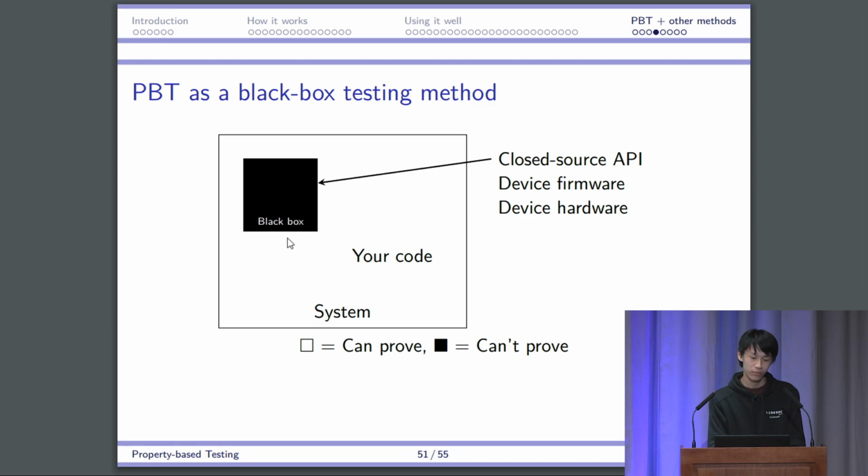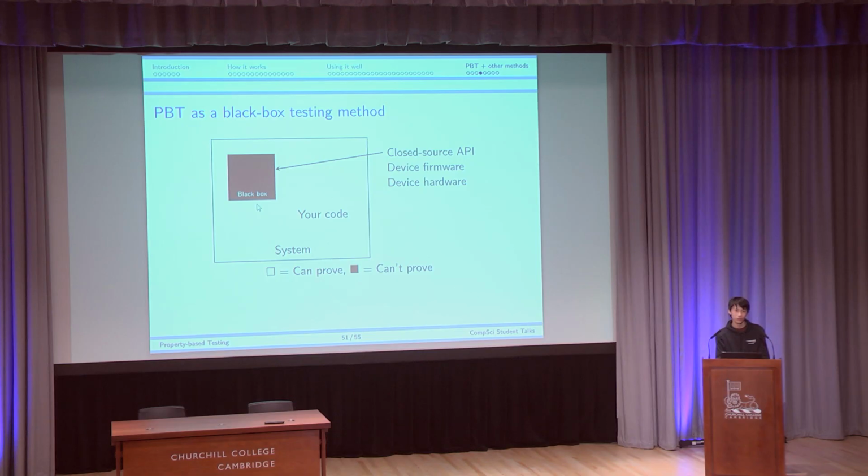And okay, what if we use property-based testing on it? Well, property-based testing doesn't care if you have access to the source code or not. It can just test the entire thing. So property-based testing can test the whole system and even check for potential bugs from this black box, from code that we didn't even write, which gives you that extra guarantee that your code works as intended.